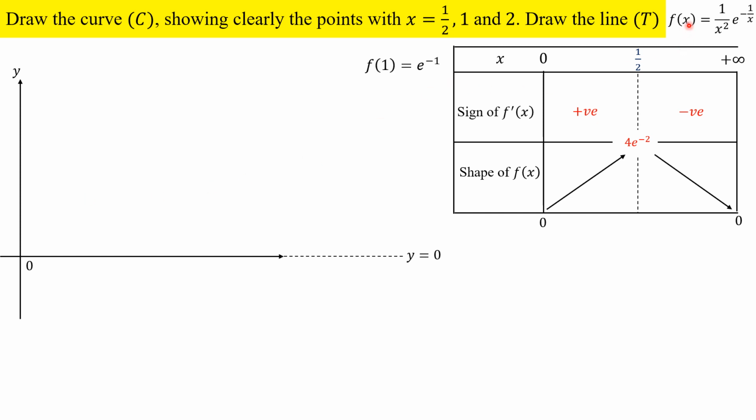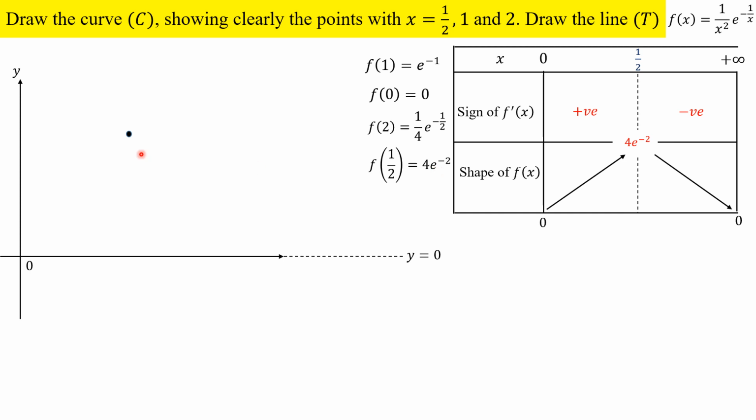We can look for f of 1 because we need to show the points with x coordinates half, 1 and 2. So f of 1 is equal to e raised to the power negative 1. Just replace x equal to 1 in the function f of x. Now f of 0 was being given as 0. F of 2, you just replace x equal to 2. You're going to get 1 over 2 squared e raised to the power negative 1 over 2, which is 1/4 e raised to the power negative 1 over 2. F of half is the y coordinate of the turning point, which is 4 e raised to the power negative 2.